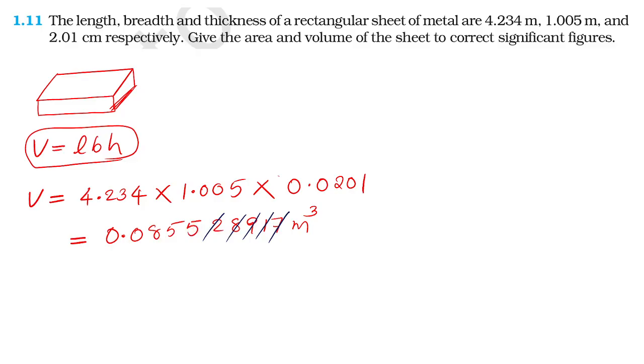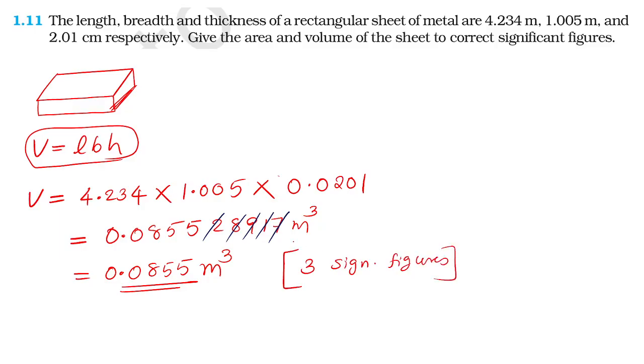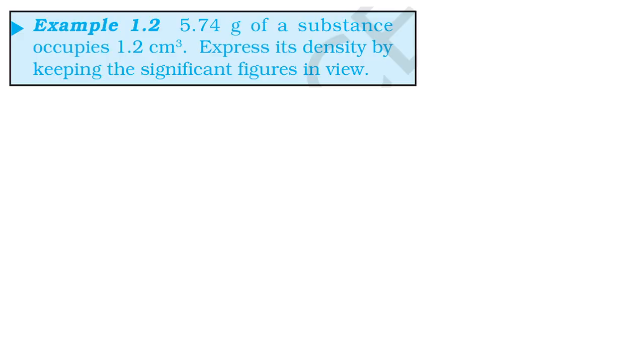So approximately the volume will be 0.0855 meter cube is the unit. 3 significant figures. So you have to do the approximation accordingly. Understood? All of this question, but you must know the basics like area, volume, density.